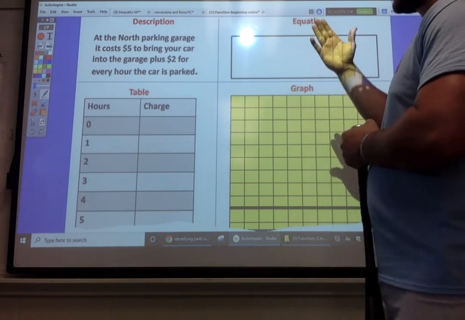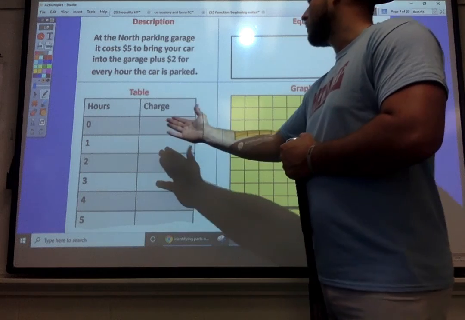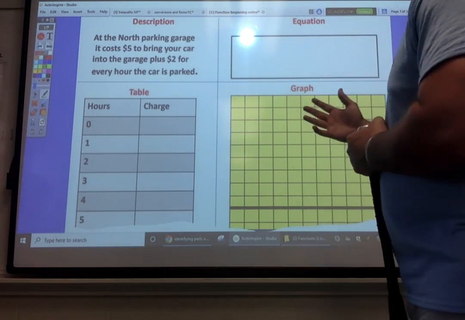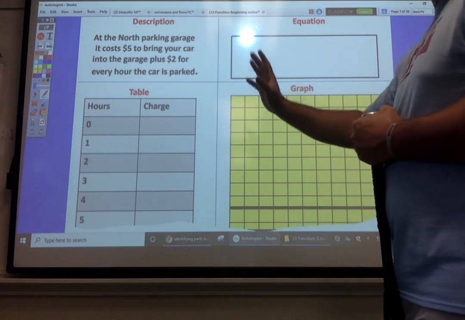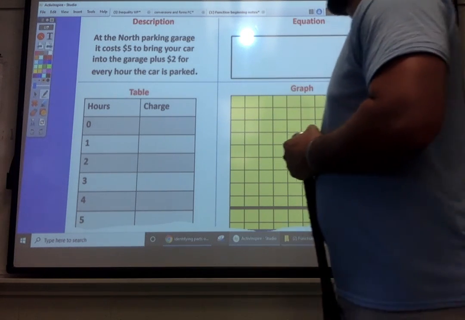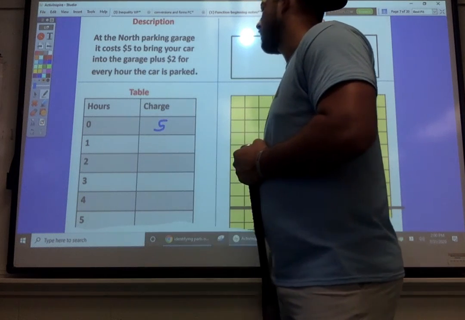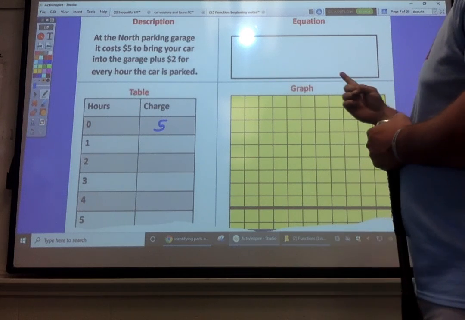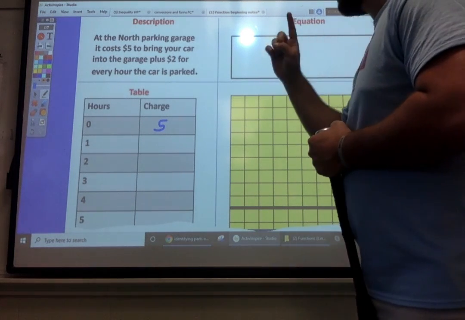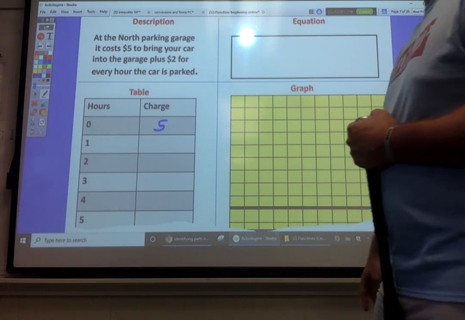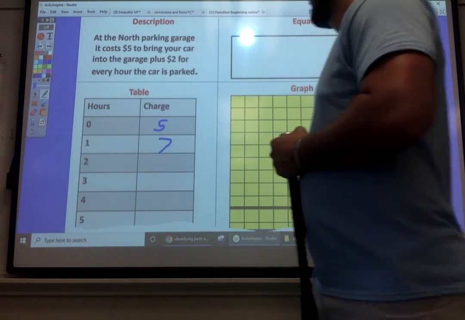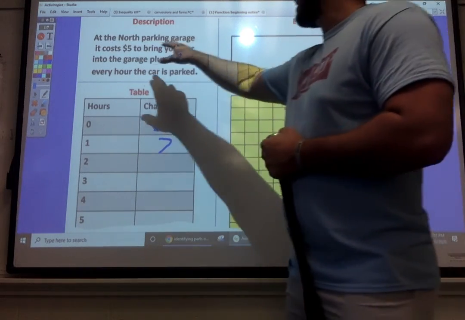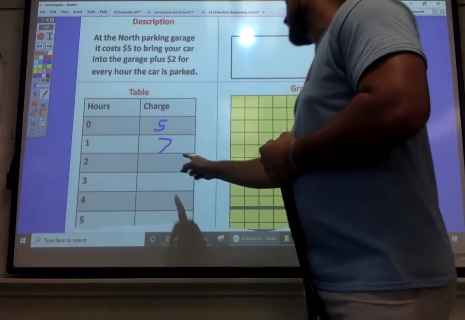So if we want to start at our table, well, if we're in there for 0 hours, it's still going to cost us $5, because just for entering this garage, it costs $5. So our initial charge is $5. If we're in there for 1 hour, that's $5 plus $2 per hour, so $7. If we're in there for 2 hours, 2 times 2 is 4, plus the initial cost of $5, so that's $9.